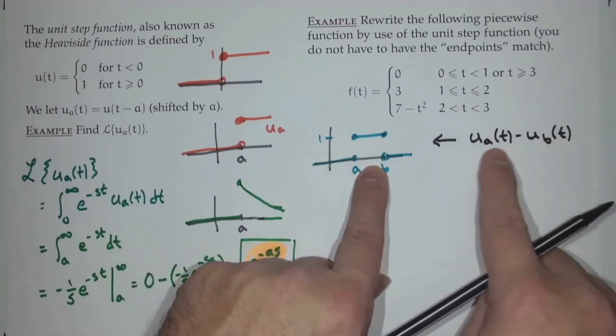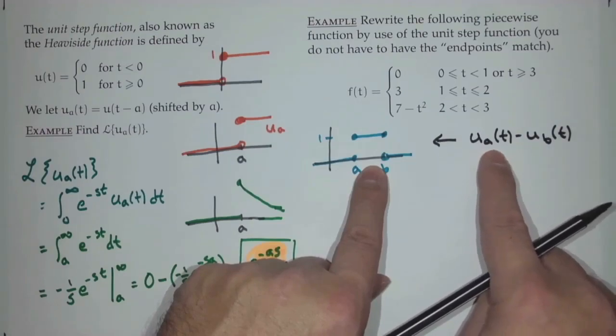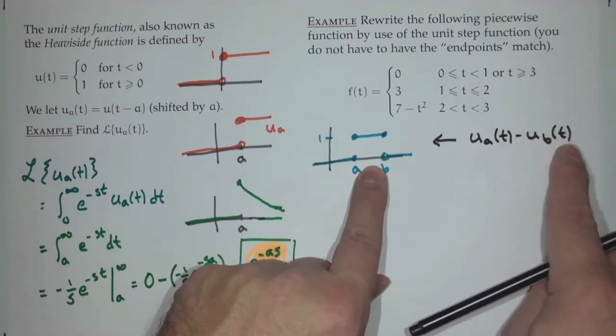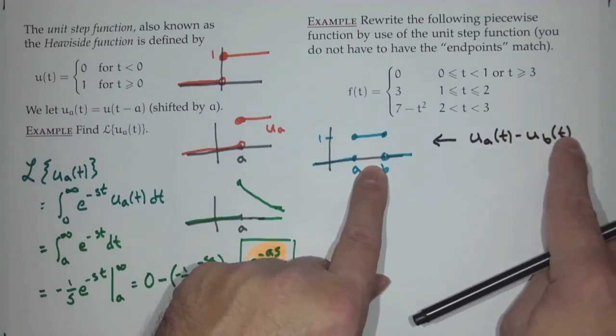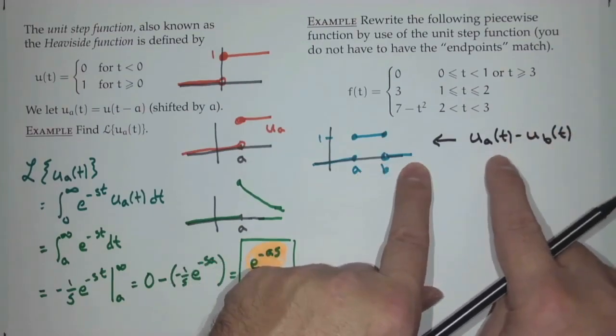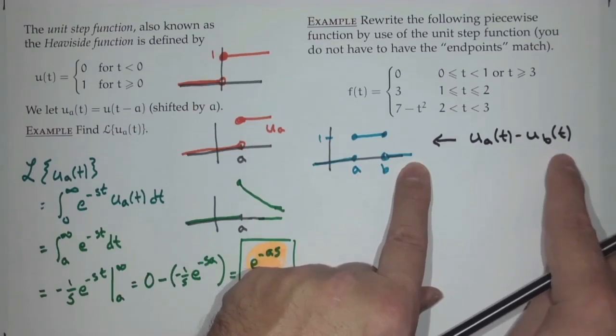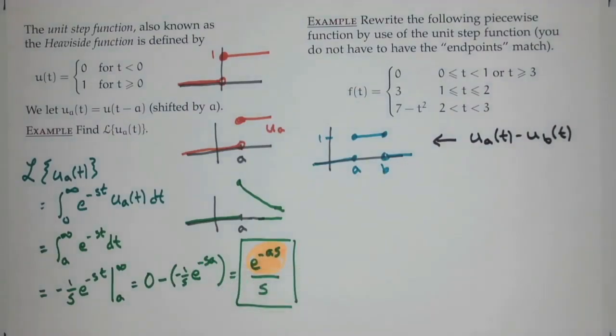Between A and B, what happens? 1 minus 0. I'm on and I'm off. 1 minus 0, which is good. That's what we want. After B, what happens? 1 minus 1. So I'm back to 0 again. So this works. So this is a great way to say, hey, if I want to turn something on and turn something off, life is good.